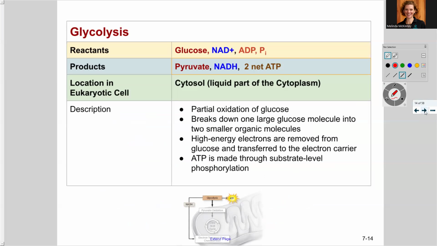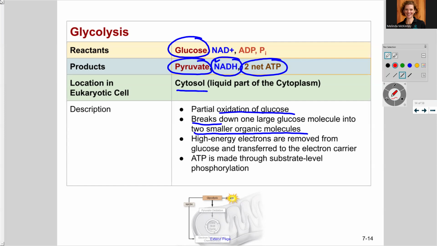This is a summary slide. Focus on glucose is the reactant, products, pyruvate, that's the carbon-based product, the main one we're breaking down. We also create electron carriers, 2 NADH and 2 net ATP, okay? This takes place in the cytosol. We're oxidizing glucose. We're breaking it down into 2 smaller molecules. We're taking out the high energy electrons. We're putting them in an electron carrier, and we're making a little ATP in a process called substrate level phosphorylation. Remember, phosphorylation is adding a phosphate group to a molecule. So it added a phosphate group to adenosine diphosphate to make adenosine triphosphate.